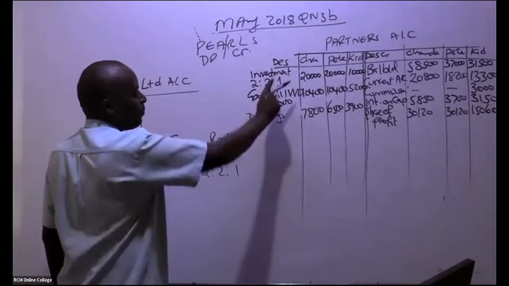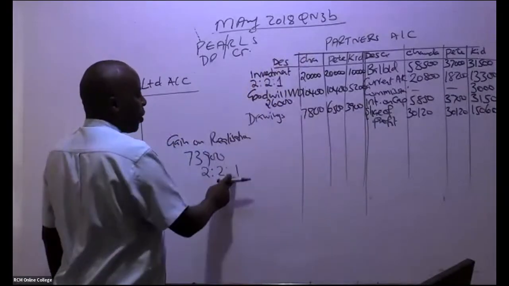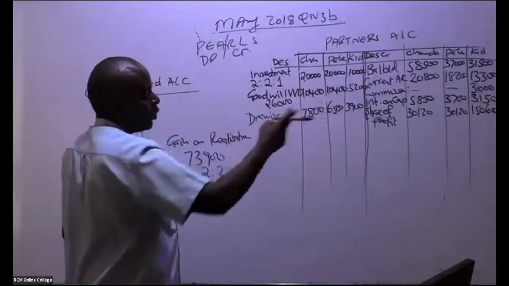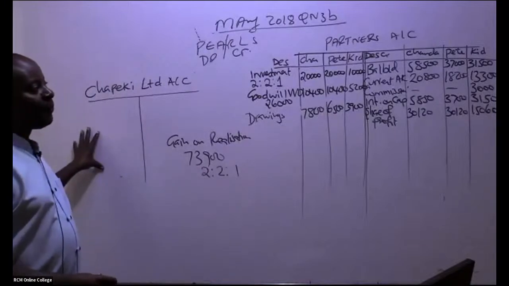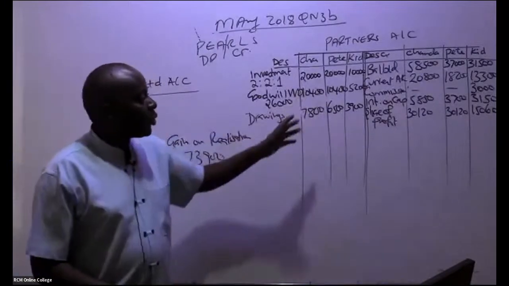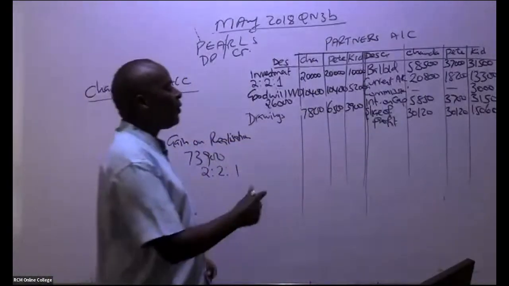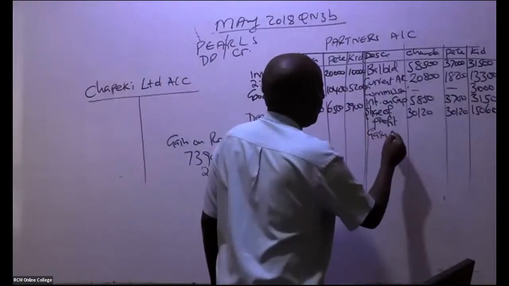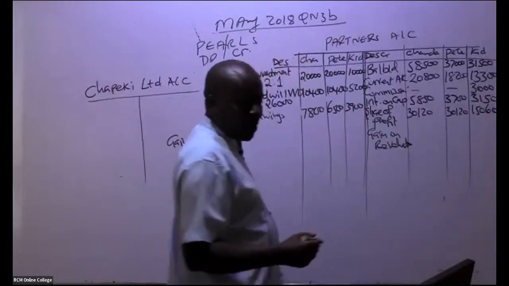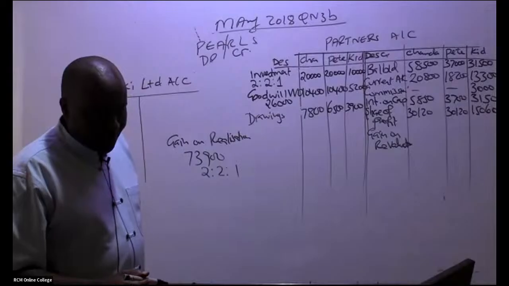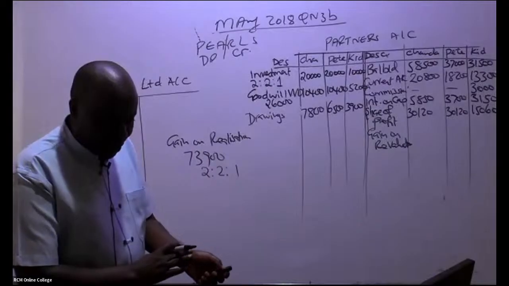So 2/5 for Chanda, 2/5 for Pete, 1/5 for Kidole. Where am I going to write this gain? Remember, the gain has come on the debit side. When these guys were getting commissions, when they were getting interest, when they gain, you credit their accounts. So come and give us the gain on revaluation. How much do we have here?